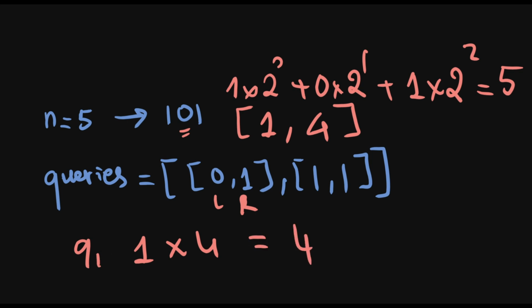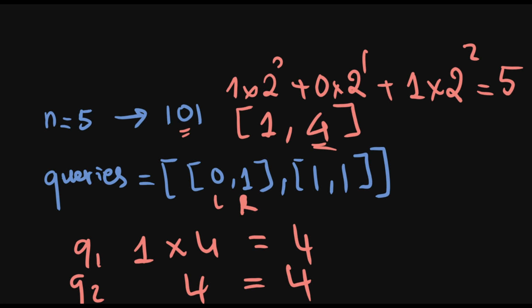Now for the second query, the range on the left is from 1 until 1 itself. So that means we only need to return this value, since it's the only one that covers the window for the second query. So the second query will be equal to 4. So that's how we come up with a brute force approach to solve this problem.